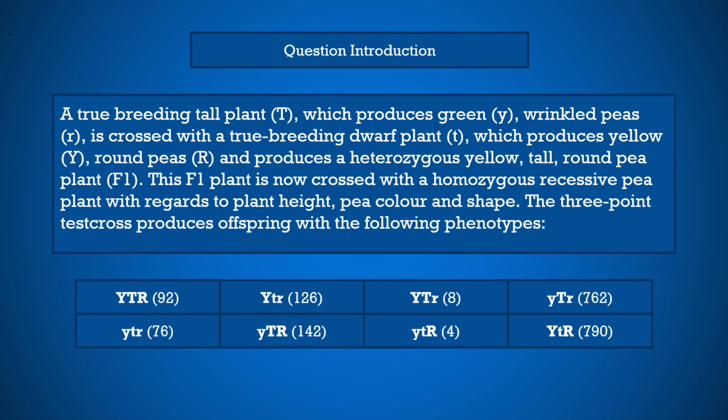So we have our question introduction here. A true breeding tall plant, which produces green wrinkled peas, is crossed with a true breeding dwarf plant, which produces yellow round peas. And they produce a heterozygous yellow tall round pea plant. That's our F1 generation. This F1 plant is now crossed with a homozygous recessive pea plant with regards to plant height, pea color, and shape. The three-point test cross produces offspring with the following phenotypes, and we can see them down below.